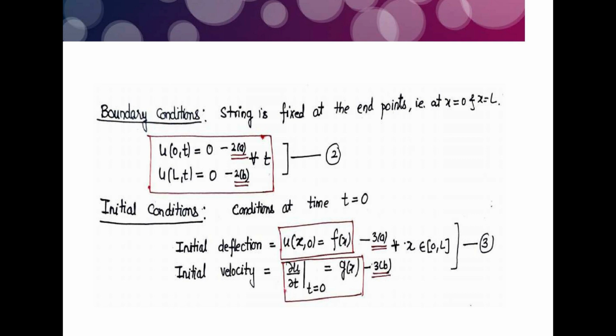So we have equation number 3a and 3b, where f of x is the initial deflection, and very important here is that at the endpoints x equal to 0 and x equal to L, this function f is 0 because the string is fixed at the endpoints and there is no deflection. g of x is the initial velocity of the string at point x, so as you change the point, the velocity may change or it may be constant. So we finally have boundary conditions given by equation 2 and initial conditions given by equation number 3.